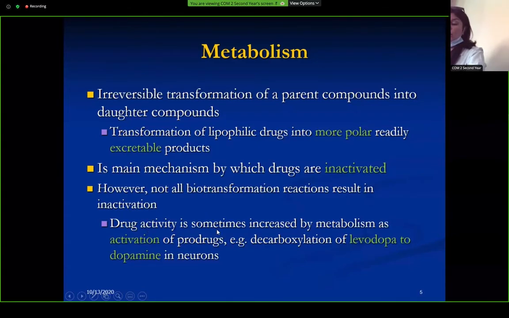Drug activity is sometimes increased by metabolism, as in activation of a prodrug. This is a very well-known medication. I will tell you about decarboxylation. During the phases of metabolism, we have phase 1 and phase 2, and in phase 1 we have different steps, and phase 2 as well, of levodopa to dopamine in neurons. So we cannot give dopamine, we give levodopa. The levodopa is inactive, and it should be metabolized to dopamine to give the action. This is one of the examples. So start to remember those, because when I bring the questions, I'll bring them for sure from the main things that I need you to know.